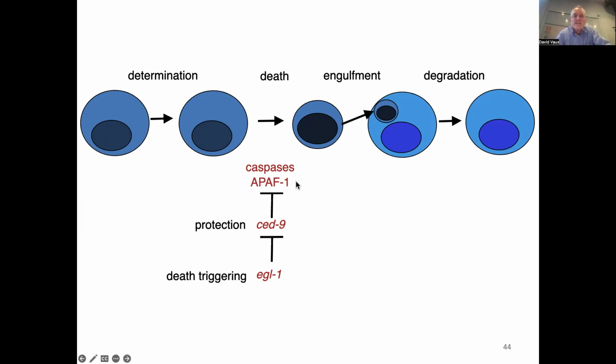The worm has that CED4 protein, which is a homolog of mammalian APAF1, an adapter protein. In the worm, CED9 directly inhibits CED4, and BCL2 is an equivalent of CED9, and there's a whole bunch of BCL2-like genes. In the worm, CED9 is antagonized by a so-called BH3-only protein called EGL1, and mammals have a whole bunch of these BH3-only proteins that inhibit BCL2 family members.